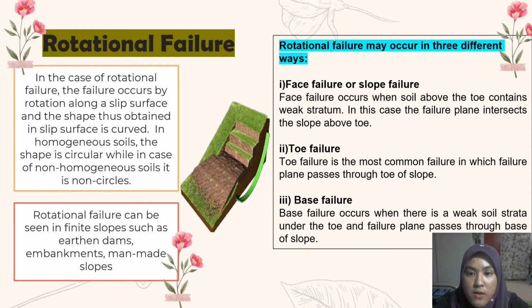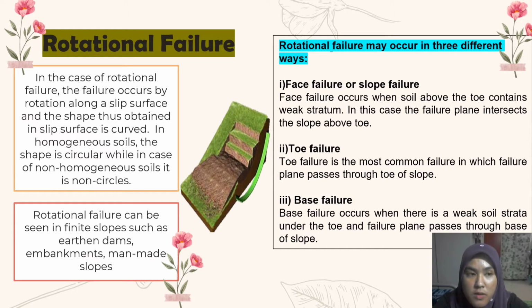Rotational failure may occur in three different ways. First, face failure or slope failure. Face failure occurs when soil above the toe contains a weak stratum. In this case, the failure plane intersects the slope above the toe. Second, toe failure. Toe failure is the most common failure, in which the failure plane passes through the toe of the slope. Third, base failure. Base failure occurs when there is a weak soil stratum under the toe and the failure plane passes through the base of the slope.